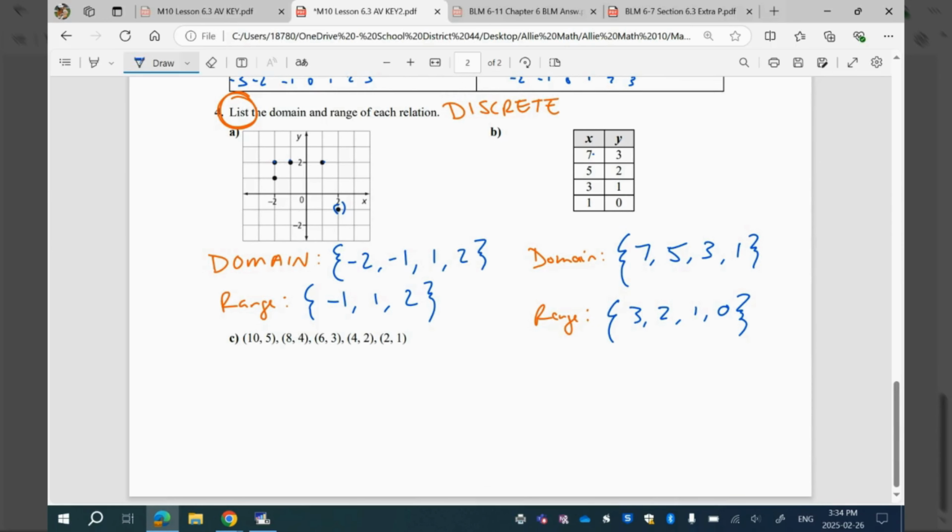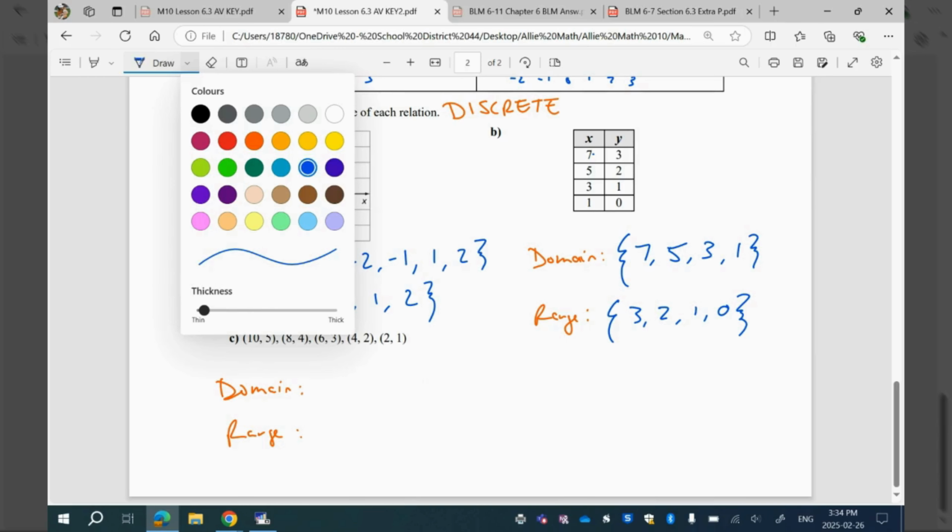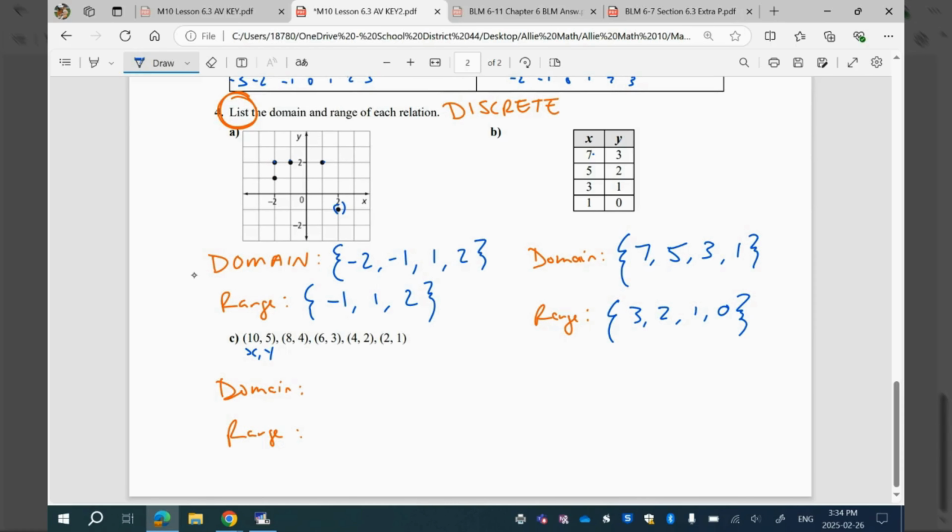And for our last one, let's do domain and range again. Remember, our ordered pairs are always shown as x, y, x, y, x, y. So our domain, let me do nice squiggly ones. Oh, it's not bad. Are going to be 10, 8, 6, 4, 2. And our range is going to be the second number, 5, 4, 3, 2, 1.